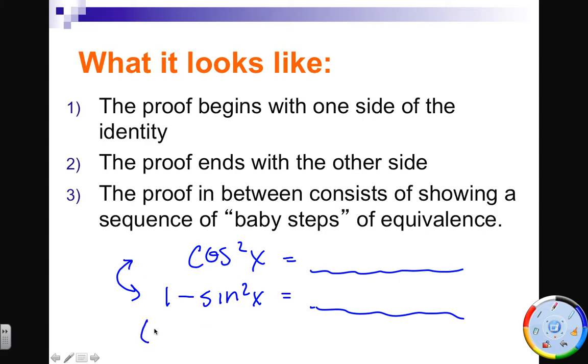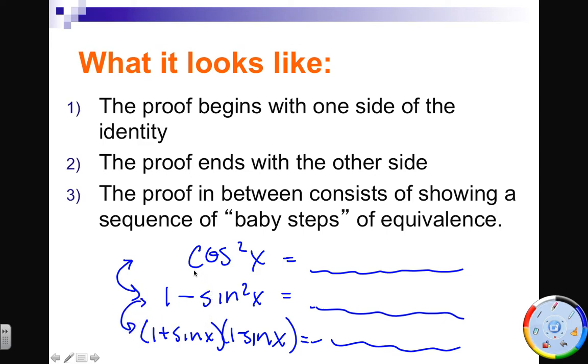I could then even go like this. This is 1 plus sine x times 1 minus sine x. Maybe that would be helpful for us in the future for this particular problem that has no answer. Okay, these statements are the same. All right, so these would be my baby steps of equivalence.